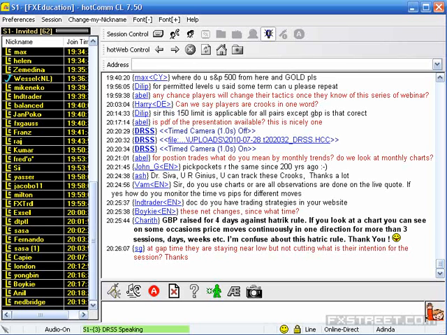Then table for position trade. Okay, I explained. John, pickpockets are the same as 200 years ago.